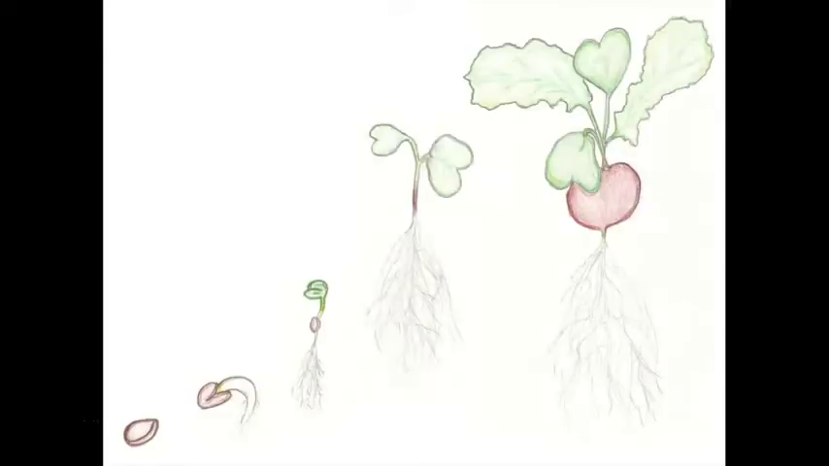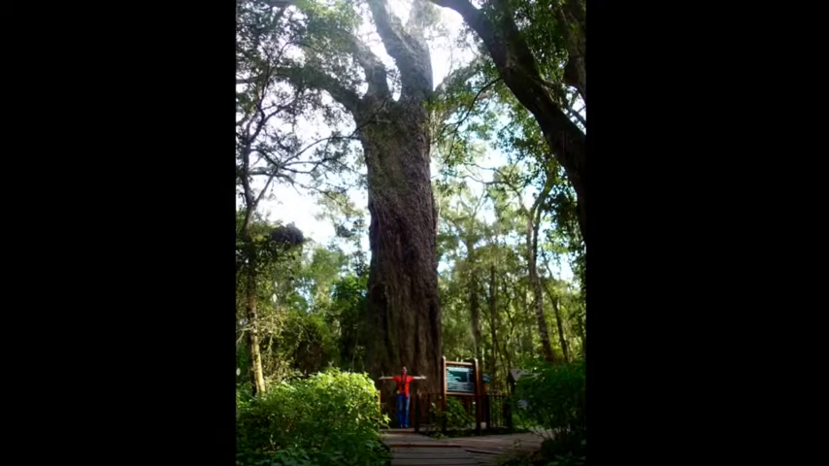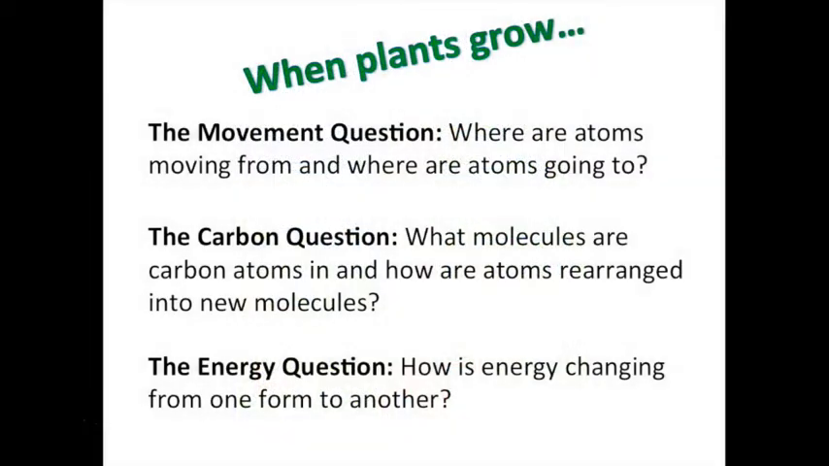But how can we measure plant growth? This is a real brain teaser. When we talk about plants growing, we often mean that they grow taller or stronger, or that they have more leaves. But measuring height and strength or counting leaves doesn't really help us think about where the matter comes from for a plant to grow. That is why we use the three questions to focus our thinking.